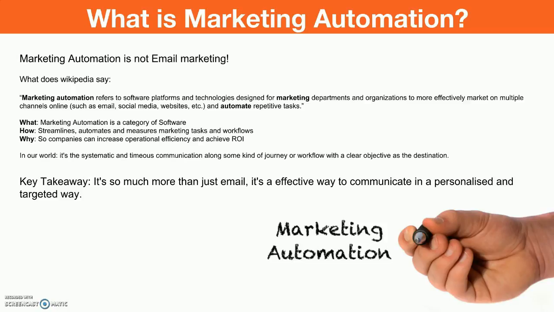So marketing automation is a category of software, we know that. How it works is it does streamline, automate, and measure marketing tasks and workflows. And why does it exist? So companies can increase operational efficiency and achieve ROI. But in a more practical point, I like to always explain it with a connection to a journey. I feel it's a systematic and timeous communication along some kind of journey or workflow with a clear objective as the destination. The key takeaway that we have to understand is it's so much more than just email. It's an effective way to communicate in a personalized and targeted way.